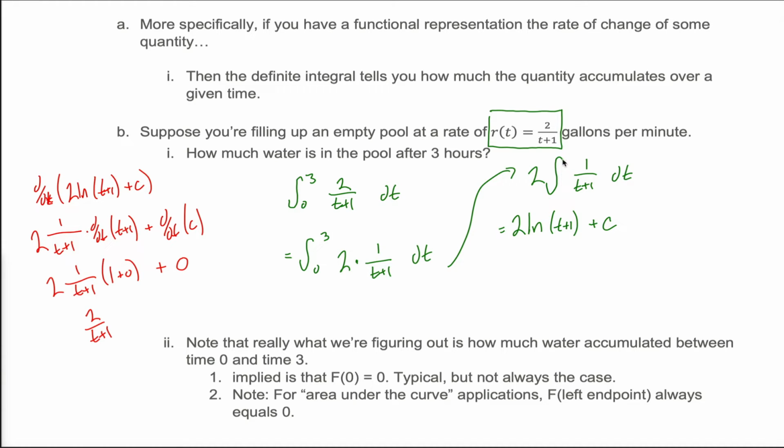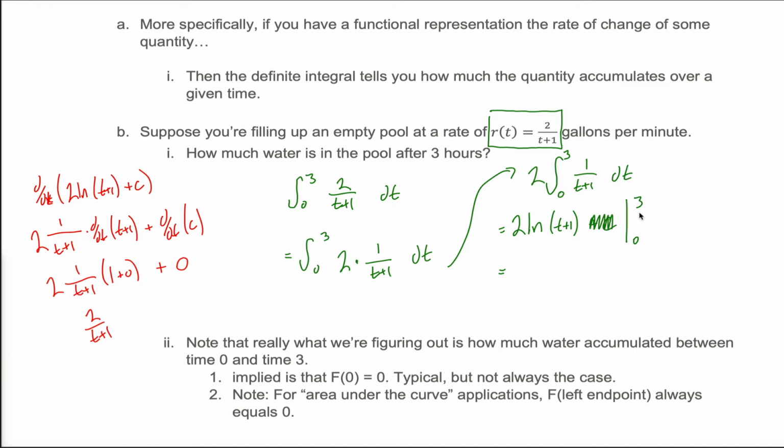But wait, we weren't just trying to figure out the antiderivative of 1 over t plus 1. This is supposed to be a definite integral. We're supposed to evaluate it from 0 to 3. What that means is, A, I don't have to write this plus c if I don't want. And B, I got to put this vertical line here and evaluate this thing from 0 to 3.